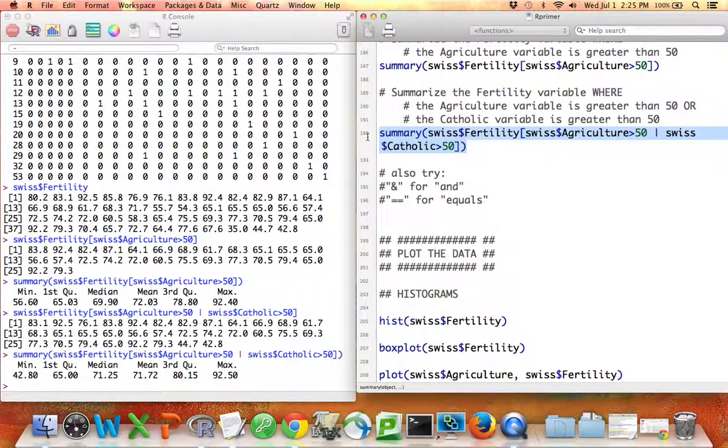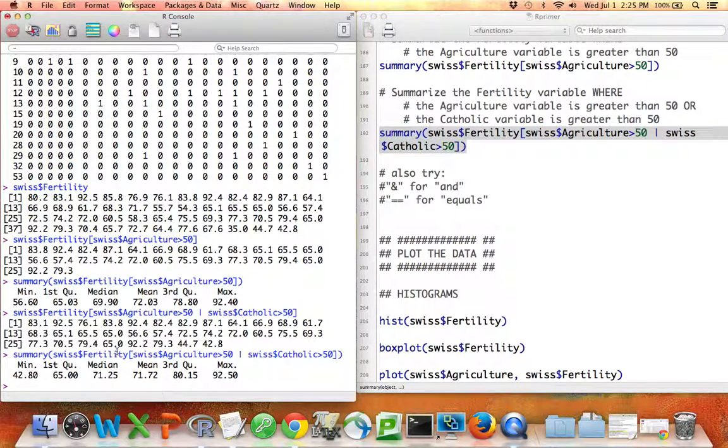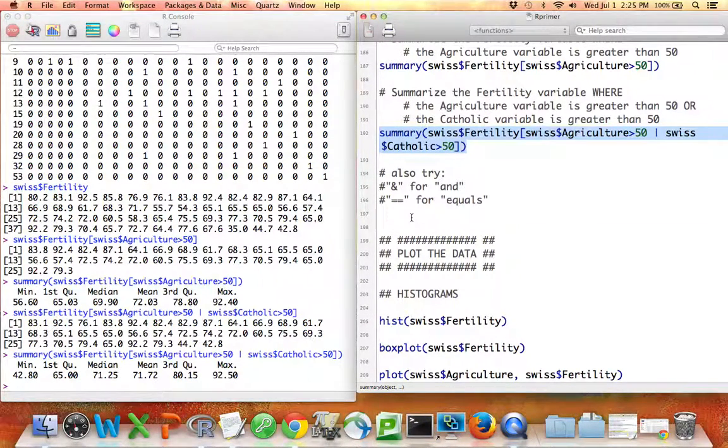And so I can summarize this, and now I can tell you that among provinces where either agriculture is greater than 50 or Catholic is greater than 50, the median fertility is 71.25. If I wanted to say that sentence with not "or" but "and," I wanted to look at the subset with provinces that had agriculture greater than 50 and Catholic greater than 50, I could use this ampersand.